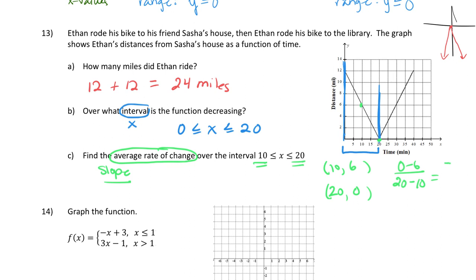0 minus 6 is negative 6. 20 minus 10 is 10, and negative 6 over 10 reduces to negative 3 over 5. And we also can turn that into a decimal. I think I would take both answers. If this was on the exam, multiple choice, just see if they're looking for decimal answers or fraction answers. So we could say negative 3/5, or we could say negative 0.6 as our average rate of change.